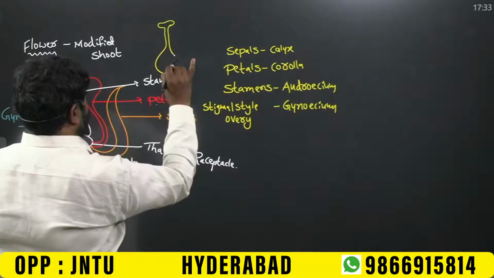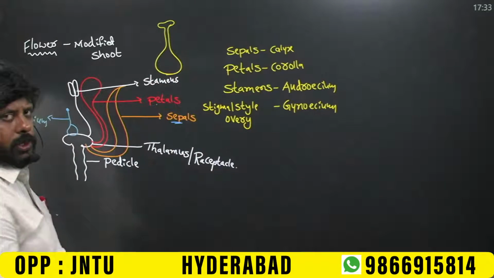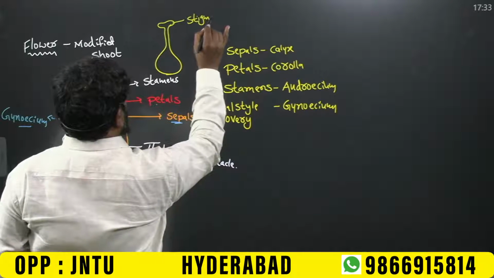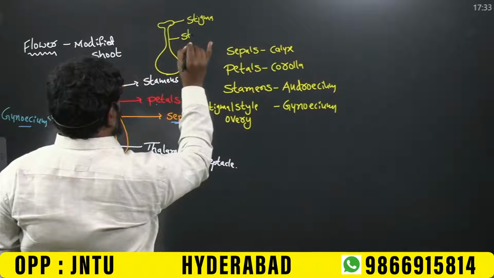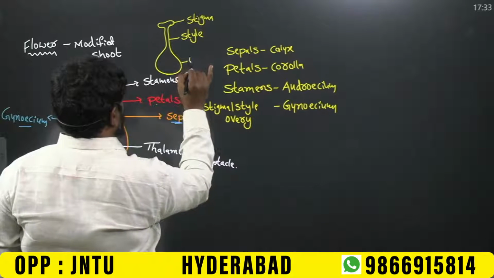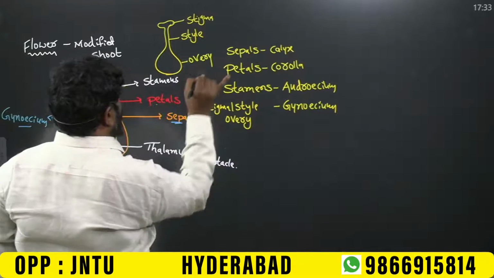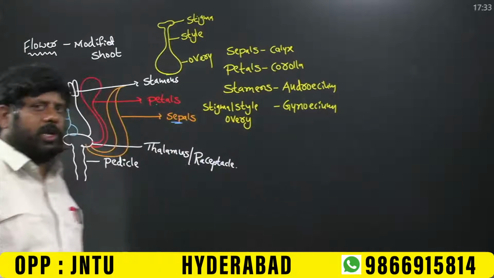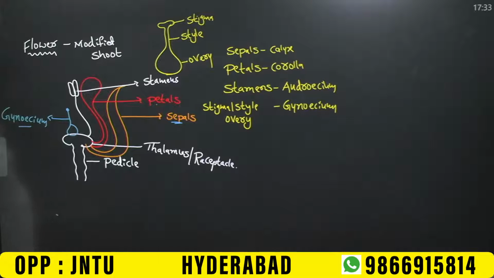See, this is the gynoecium. This part is called the stigma. This narrow tube-like structure is the style. This swollen part is called the ovary. Stigma, style, ovary, these 3 parts are collectively called the gynoecium.